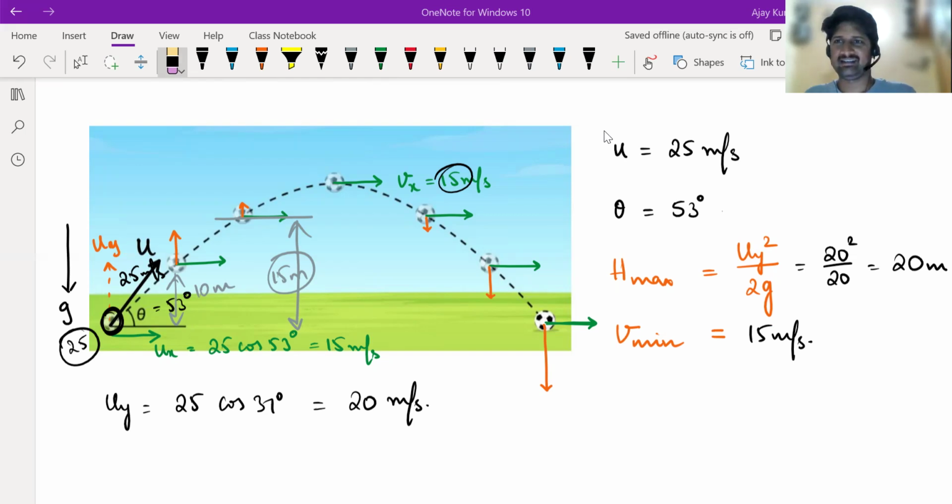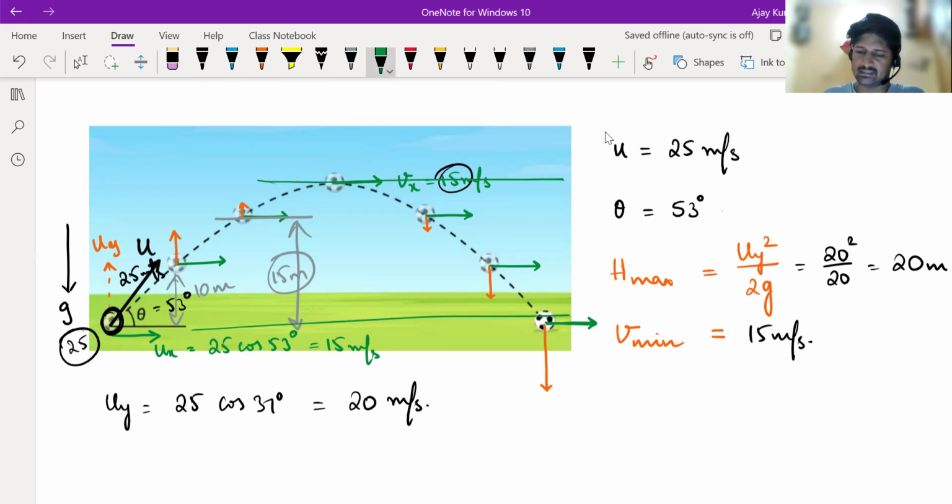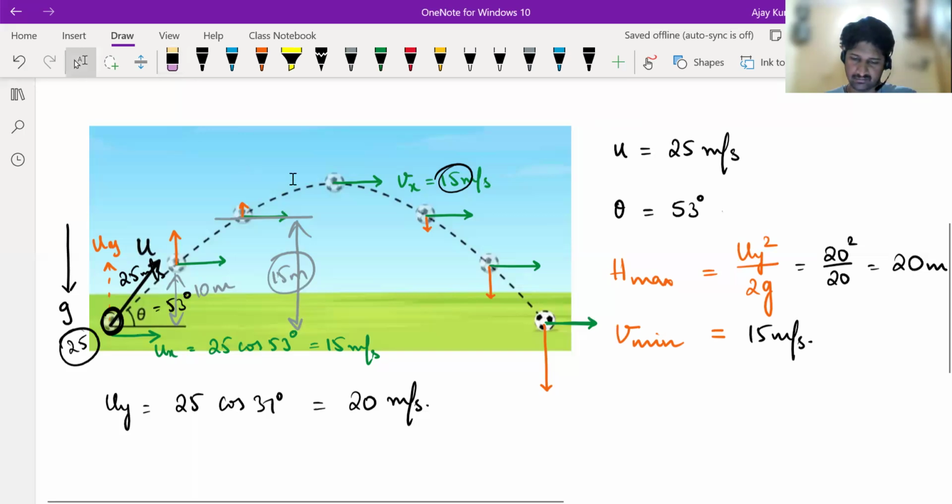Just see and tell. Sir, horizontal. Horizontal. Means what angle is it making with the x-axis at maximum height? Sir, 0 degrees. Okay. At maximum height, since the ball is moving horizontally, it makes 0 degrees with the x-axis. But initially, what angle was it making? 53 degrees it was making. At Hmax, it makes 0 degrees. Now the velocity vector, let me copy the diagram once again.